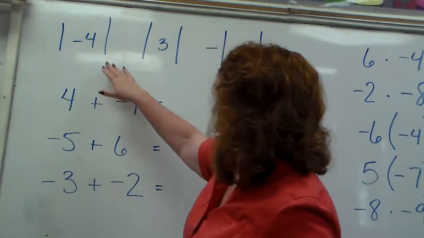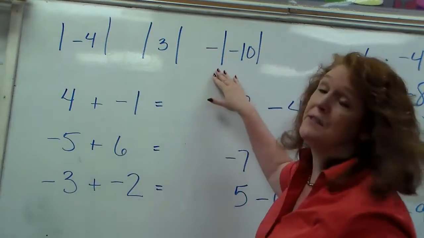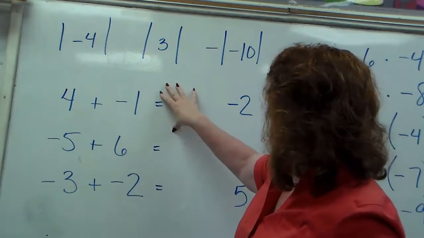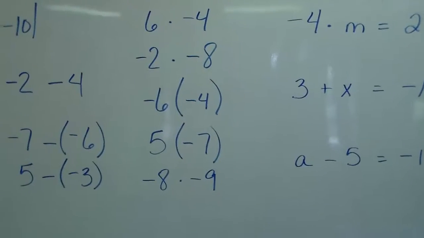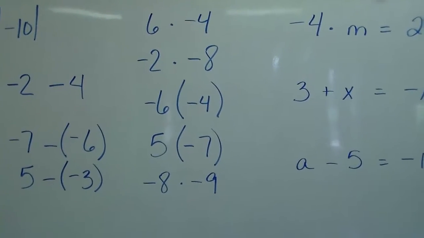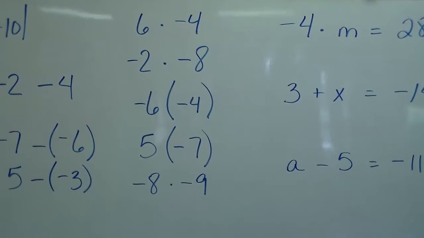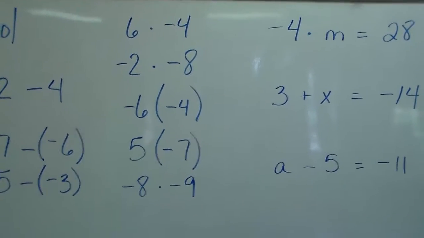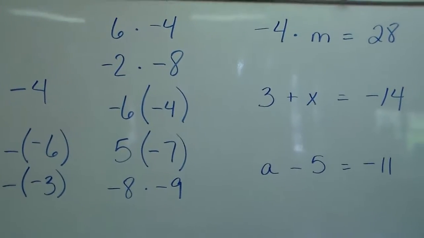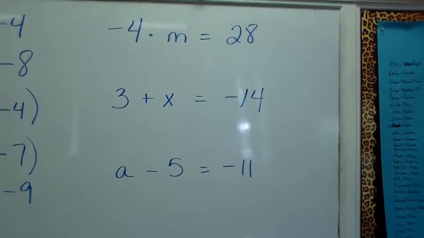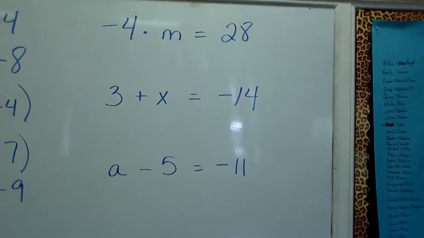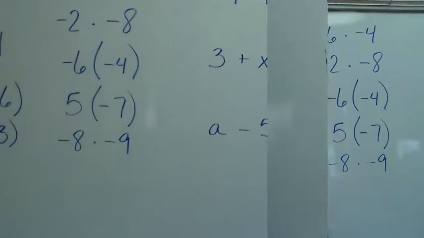So in chapter 2 we have the absolute value of some numbers. We have adding and subtracting positive and negative numbers. We also have multiplying positive and negative numbers. Now understand that dividing and multiplying are the same idea, so I only did multiplication here, and then solving equations. We will also do order of operations.